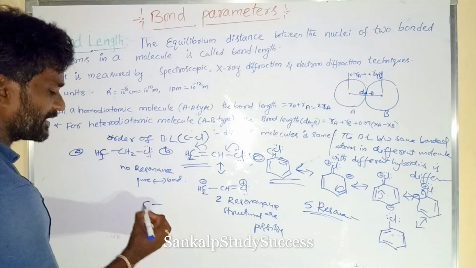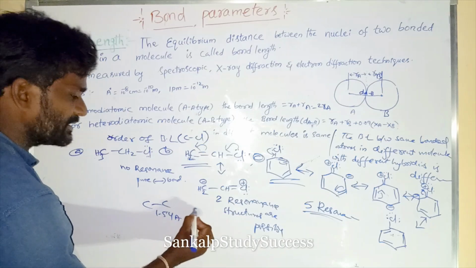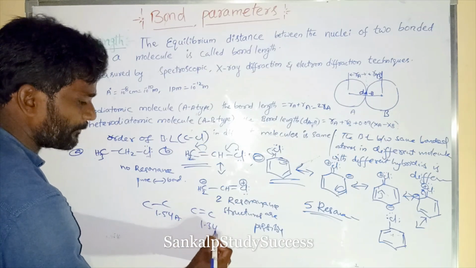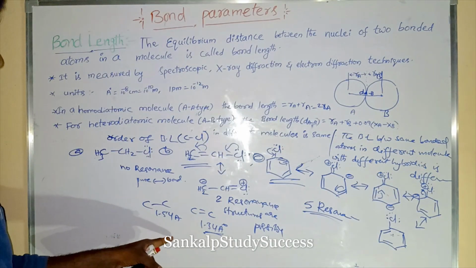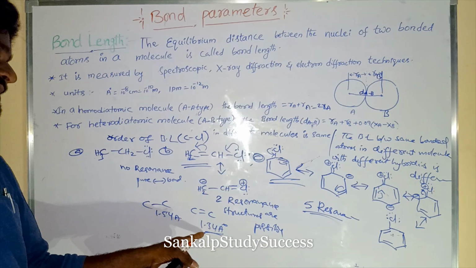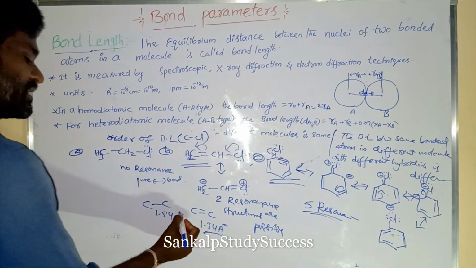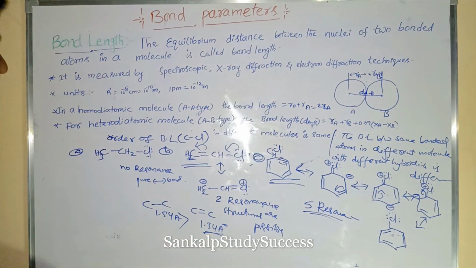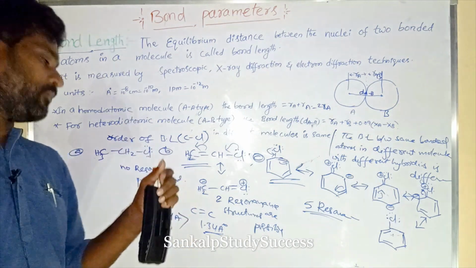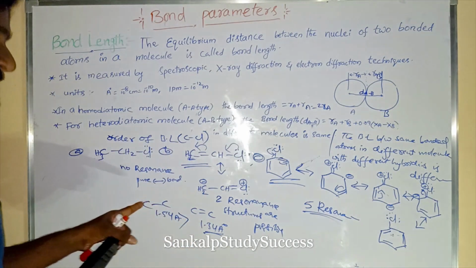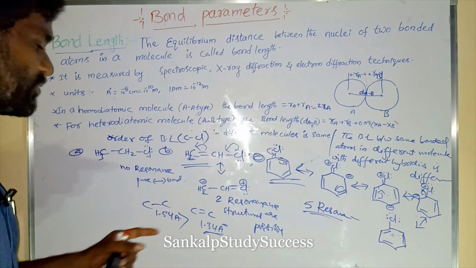In alkane, the single bond is 1.54 angstrom. In C double bond C, it's 1.34 angstrom. In these two, which has more? The single bond has more bond length. As already said, if the number of bonds between two atoms increases, the bond length decreases. So in single bond and double bond, the single bond has more bond length.